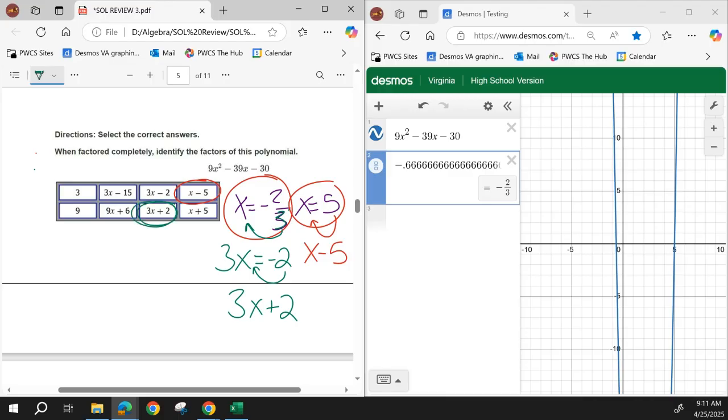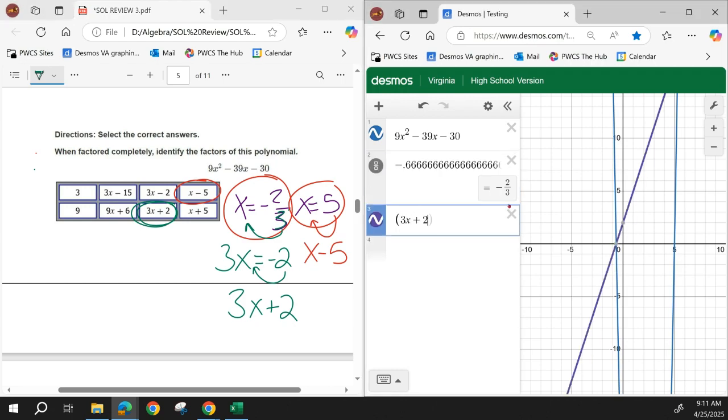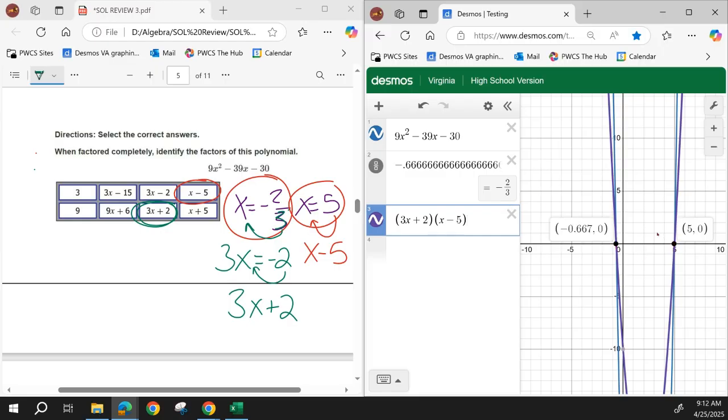I said it's a good idea to graph the factors. So in parentheses, I'm going to type 3x plus 2 and then x minus 5 on the same line in Desmos. And you can see that my new graph doesn't quite overlap the old one. They have the same intercepts, which means we're on the right track, but it's not perfectly fitting. And that's because there was a common factor. We found common factors not too long ago. And that common factor is usually just a number.